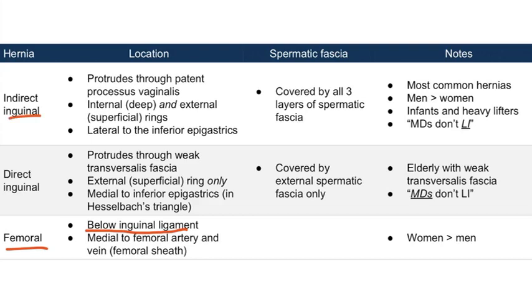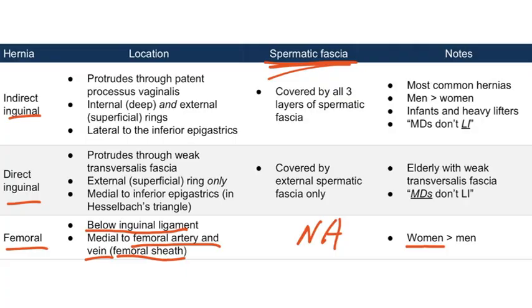We don't consider these inguinal hernias. We call these femoral hernias. And they occur medial to the femoral artery and vein. And these vessels actually form what's called the femoral sheath. So you could also say that femoral hernias occur medial to the femoral sheath. And the spermatic fascial layer isn't relevant here because femoral hernias are not associated with the inguinal canal, so not applicable. And they occur more often in women than men.